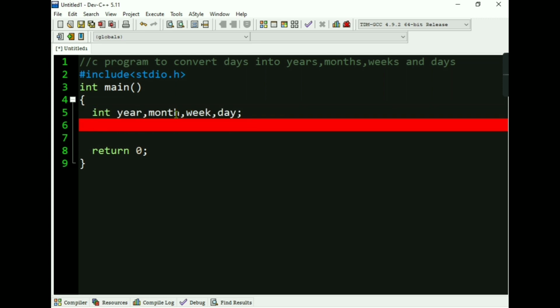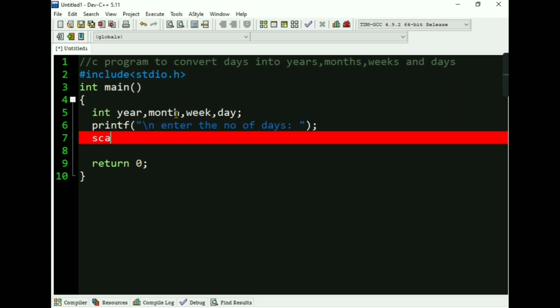Now we have to ask the user to enter the number of days. So for that, enter the number of days. Now let's scan it. %d and store it in the address of day.